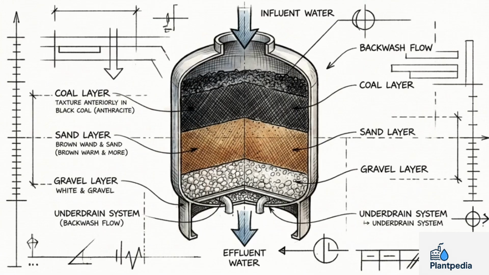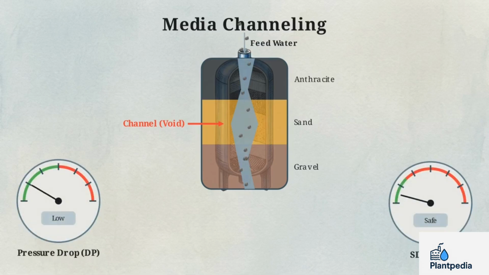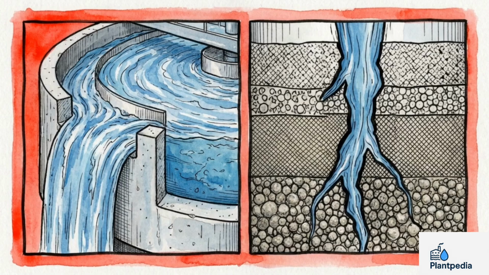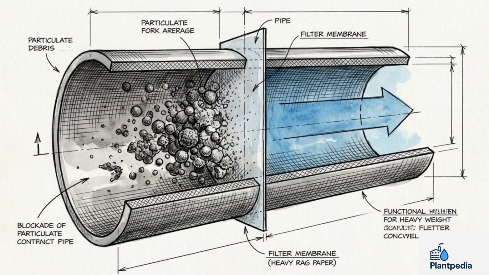the clarifier. This diagram illustrates the primary failure mode of a multimedia filter: media channeling. A void forms, allowing water and colloidal particles to bypass the media entirely. Because water flows freely, the pressure drop remains deceptively low, even while SDI spikes downstream. Upstream physical bypasses, whether from a clarifier overflow or a channeled media filter, mathematically guarantee the destruction of the downstream reverse osmosis membranes. Ultrafiltration acts as the primary submicron barrier.